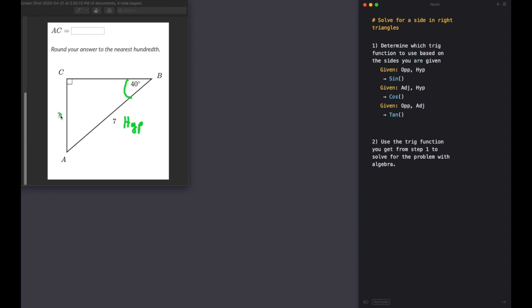And then for this missing side over here, the only information we need to know is which side it is. This is going to be the opposite side, because it's opposite the angle that we have, B.